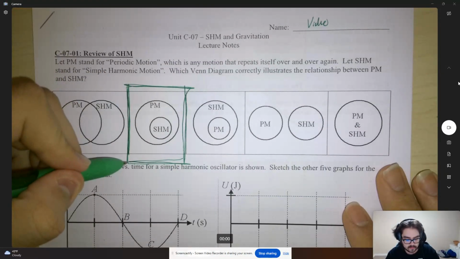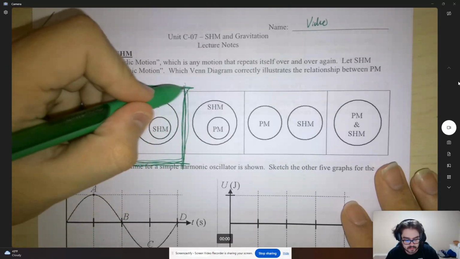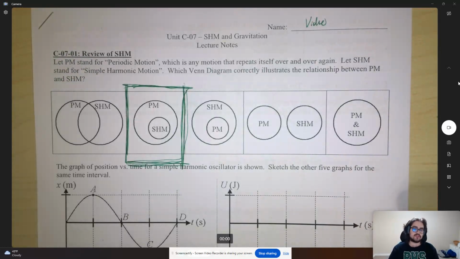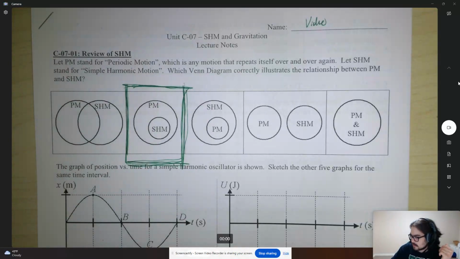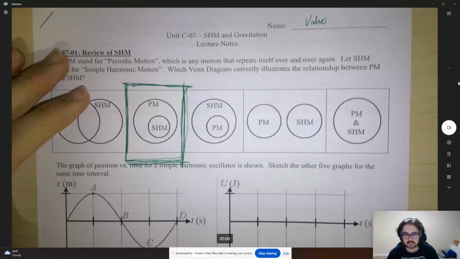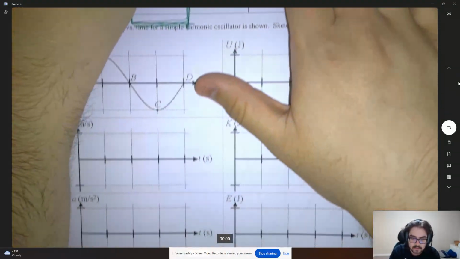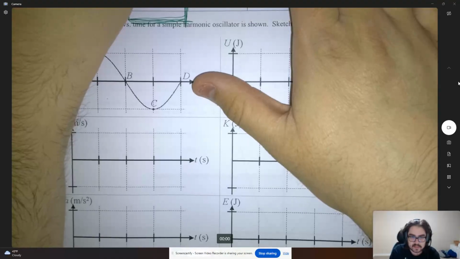It's very important to understand that periodic motion is a broad term for any motion that repeats itself over and over again. Simple harmonic motion does repeat itself over and over again, but there are some specific conditions for something to be considered simple harmonic. I'm going to go over those conditions. I can't remember if you do them in Physics 1, but you're definitely going to need to know them for Physics C, and I'll show you how they're pretty easy.